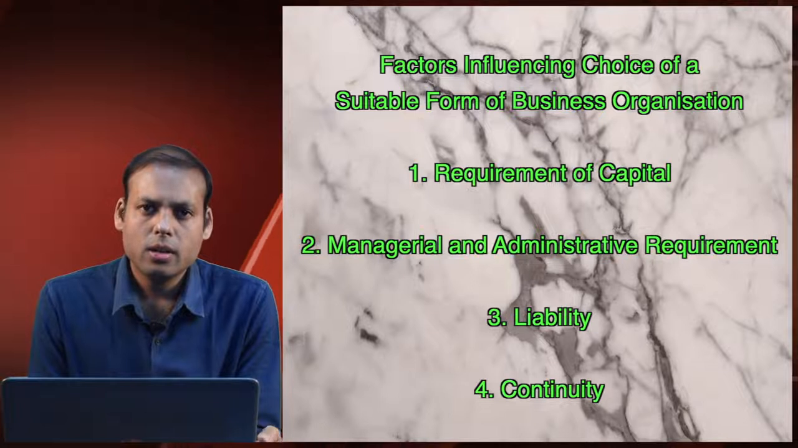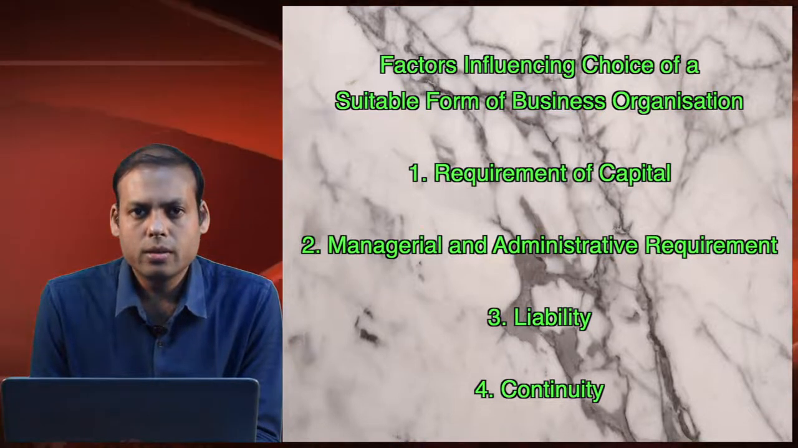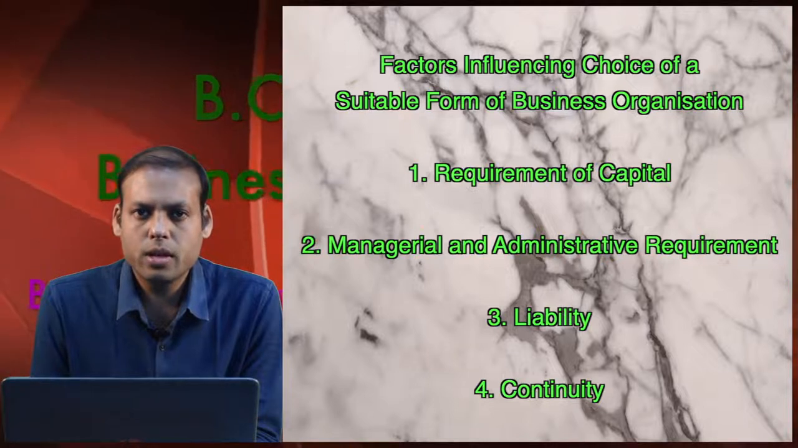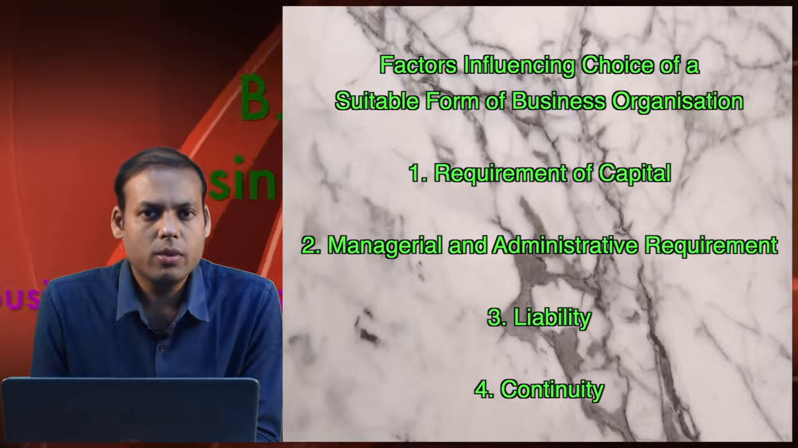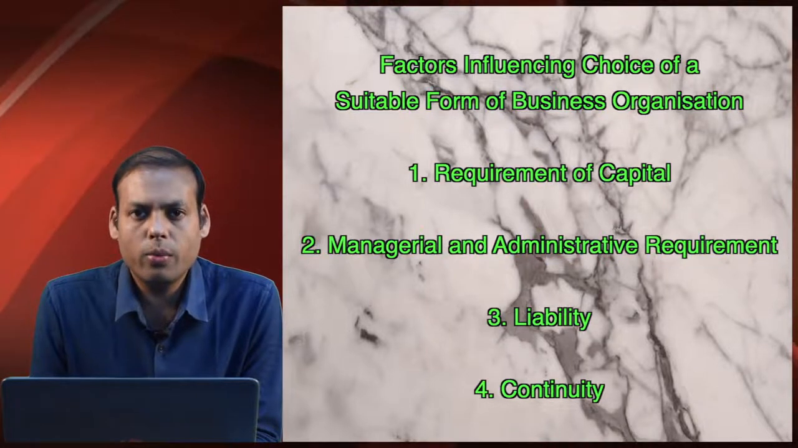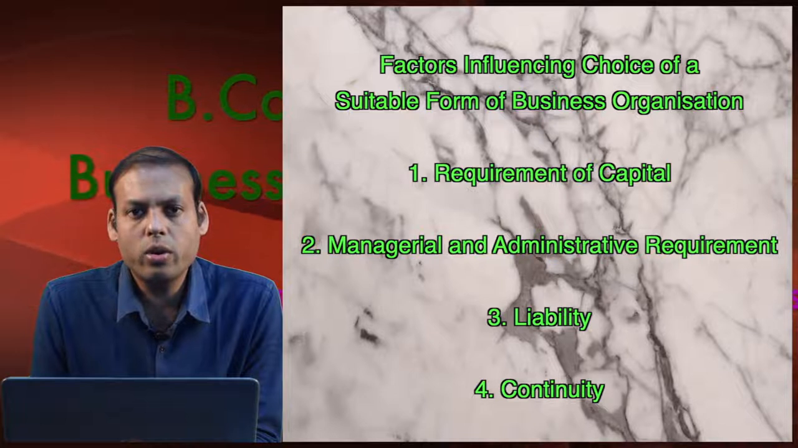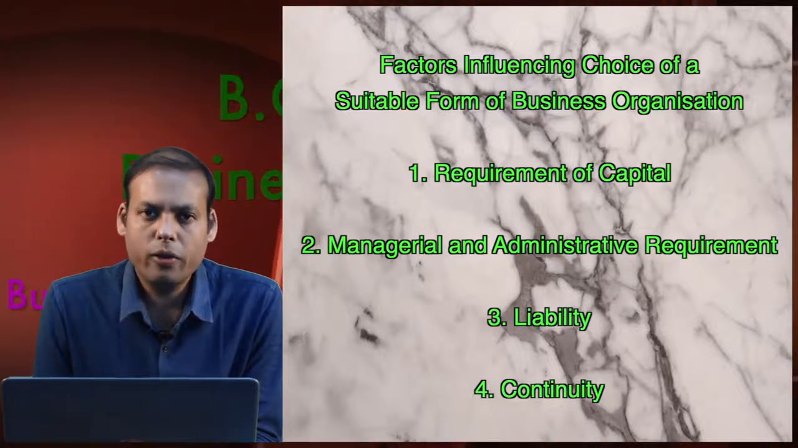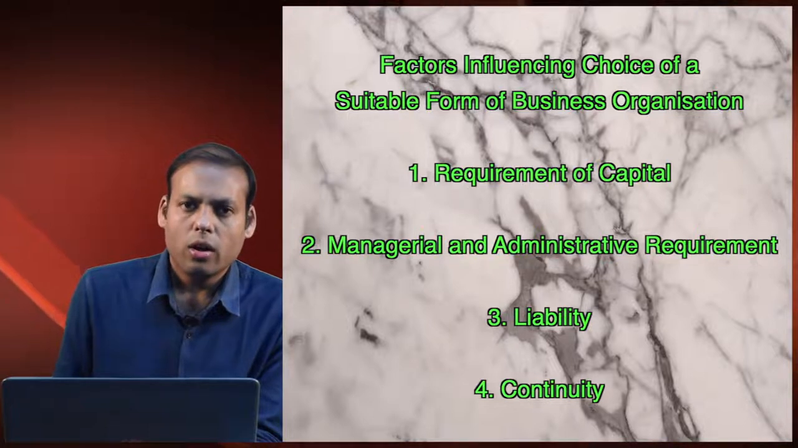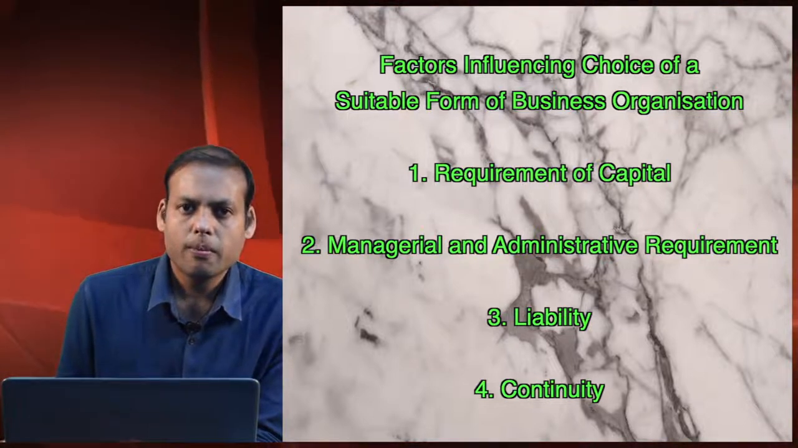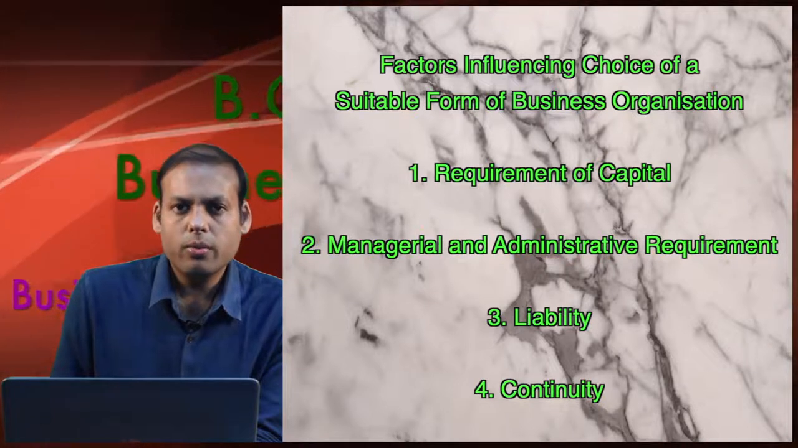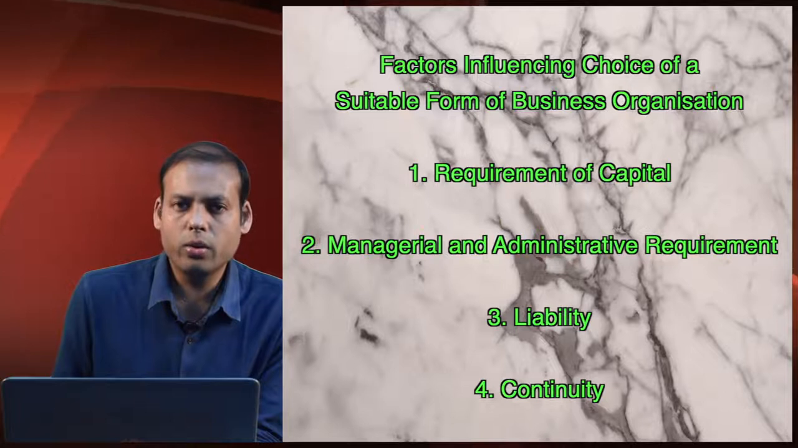Then the fourth point is continuity. The continuity of a business depends on the sole trader in case of sole trade business. If the sole trader dies, or in case of partnership business, if the partner dies, then the business may be discontinued, the business may be stopped. But a joint stock company is a legal form of organization, an artificial person having its own identity. So, the death of a shareholder will not affect the continuity of the business of a joint stock company. The company will continue its business.